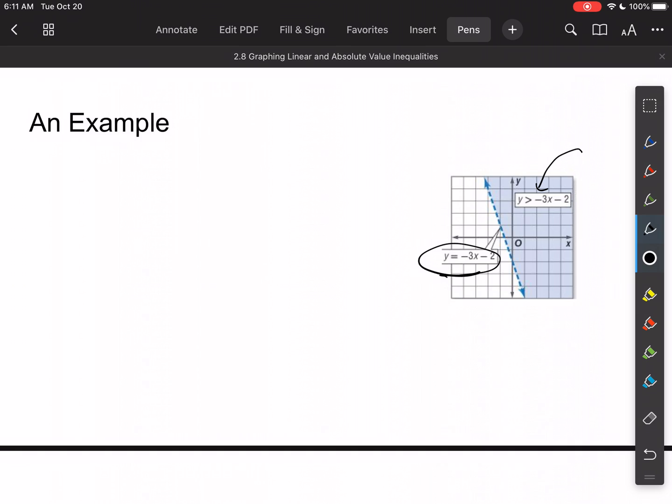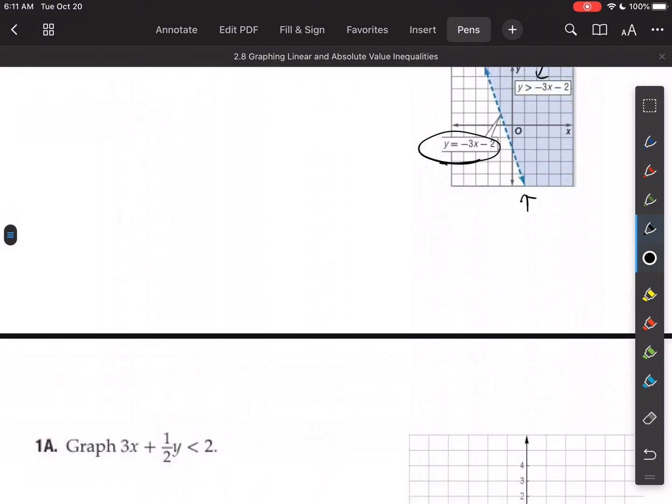As this line gets steeper, it's harder and harder to tell which side is above and which is below. But it should always have a slope. If it's sloping down from left to right, it's going to be on the right side. If it's sloping up from left to right, it's going to be on the left side of the line. So just think above the line when it's greater than.